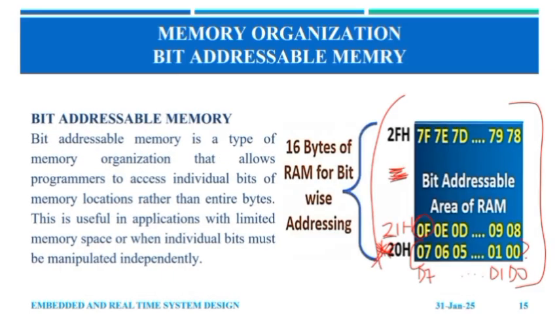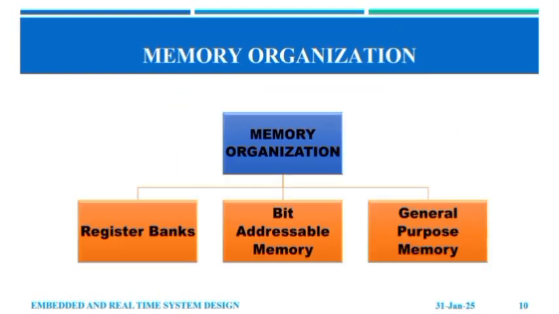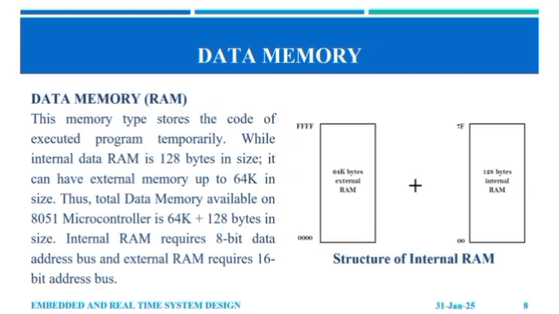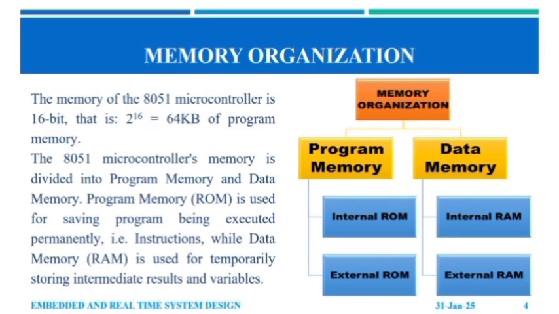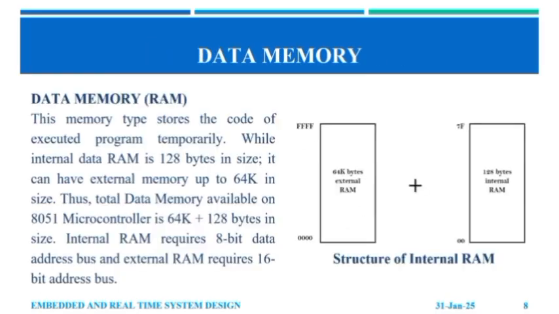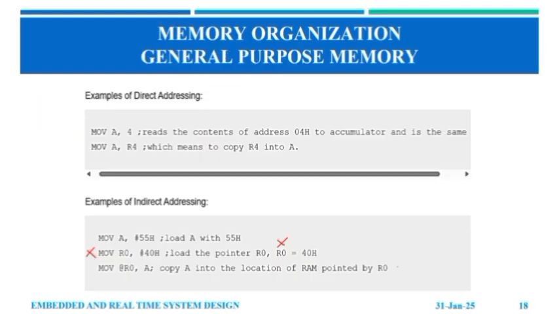So basically, these are the different memory organization areas. I looked at the different types, which are the register banks, the bit addressing, and general purpose. We also looked at the sizes of the data memory and the program memory, as well as different types of memory.